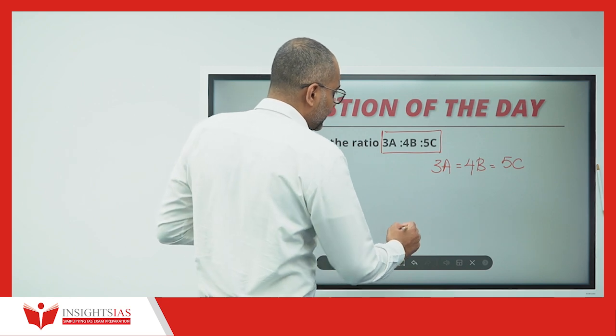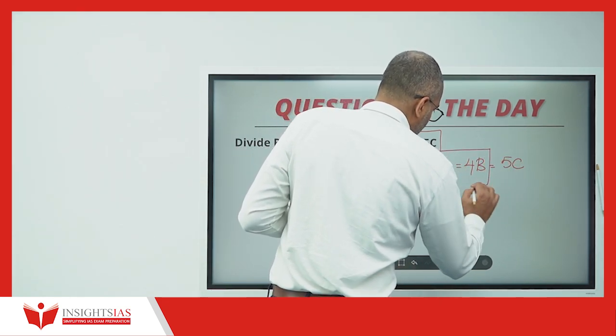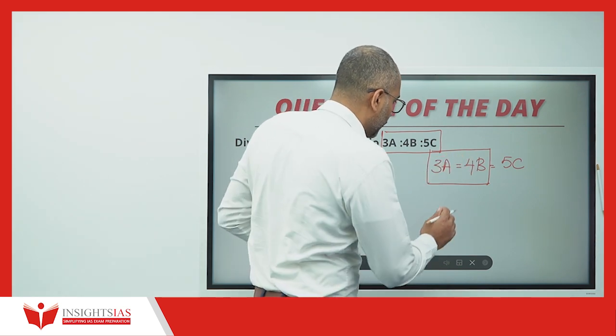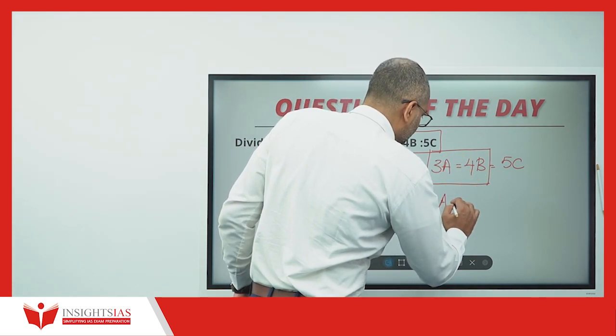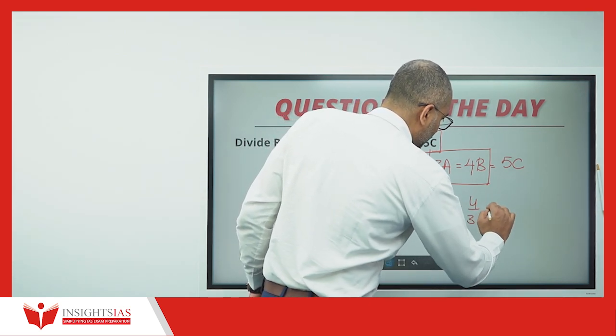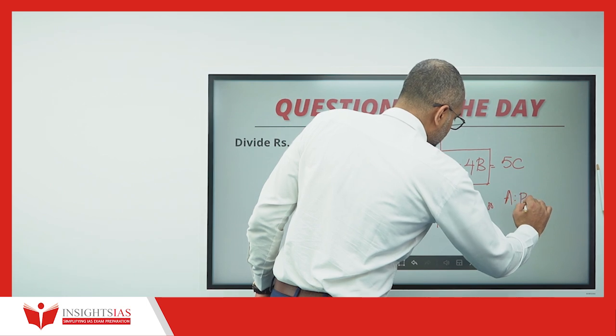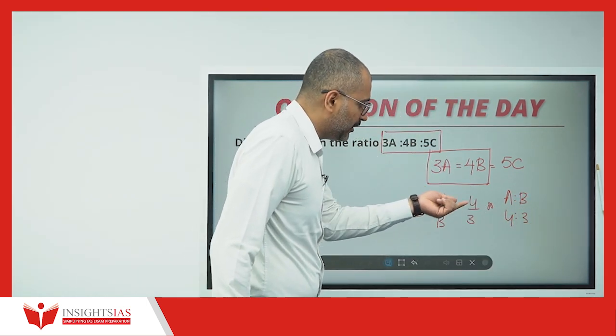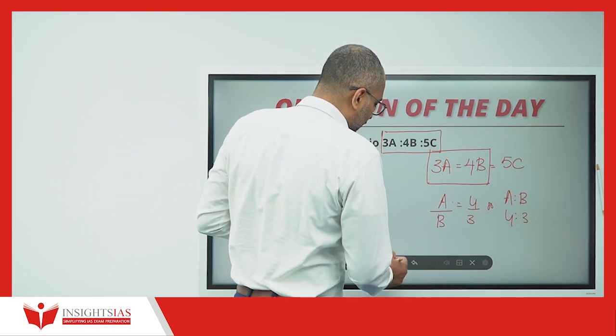Now, if I take these 2 parts, or else when I compare A and B, 3A is equal to 4B. If I take 3A equal to 4B, I can write in the form of A by B, which is equal to 4 by 3, or else A is to B is in the ratio 4 is to 3. Ratio can be written in the form of A by B, or else A is to B.